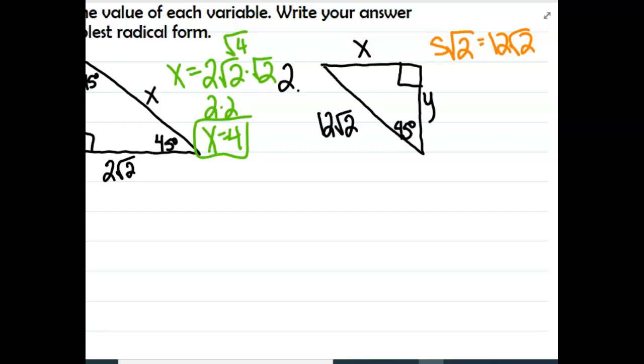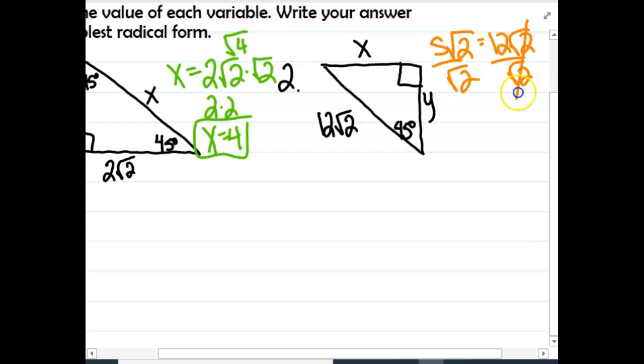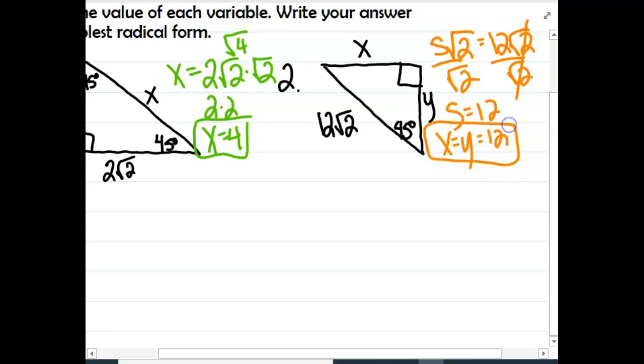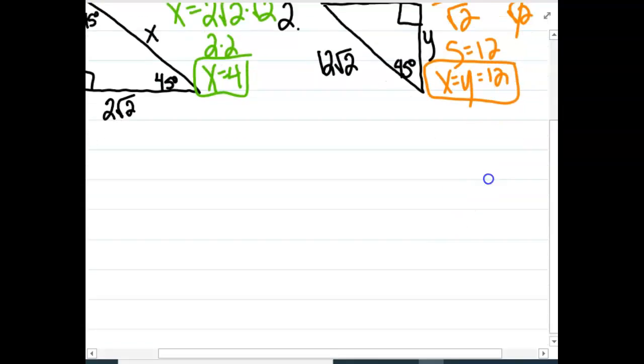Yeah, right? If they're both square roots of 2, it has to be 12. Now, if you're like, what? Okay, just divide by the square root of 2 on both sides, the square roots of 2 are going to cancel out, so S equals 12. Now, S, remember, in a 45, 45, 90 triangle are my legs. So what do X and Y equal? 12, yeah. So X equals Y, which equals 12. Okay, let's move on to the 30, 60, 90 triangles.